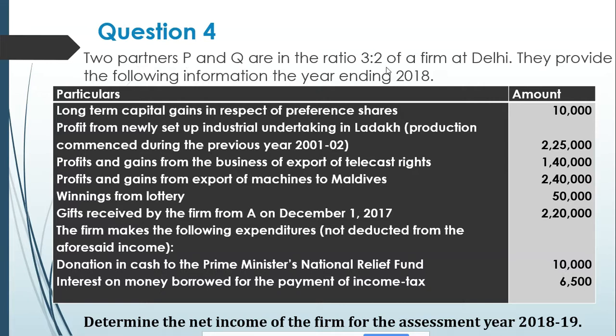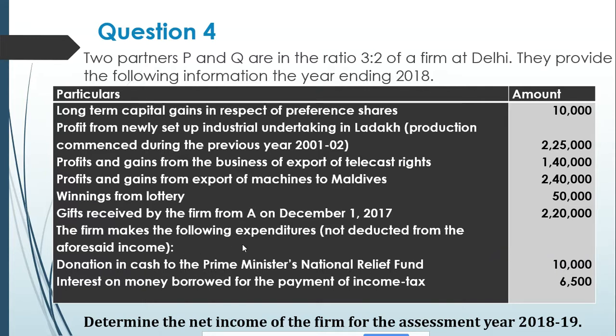Two partners, P and Q, are in the ratio of 3:2 in a firm at Delhi. They provided the following information for the year ending 2018. Long-term capital gains in respect of preference shares 10,000. Profit from a newly set up industrial undertaking in Ladakh, production commenced during the year 2001, 2,25,000. Profits and gains from business of export of telecast rights 1,40,000. Profits and gains from export of machines to Maldives 2,40,000. Winnings from lotteries 50,000. Gifts received by the firm from A on December 1, 2017, 2,20,000.